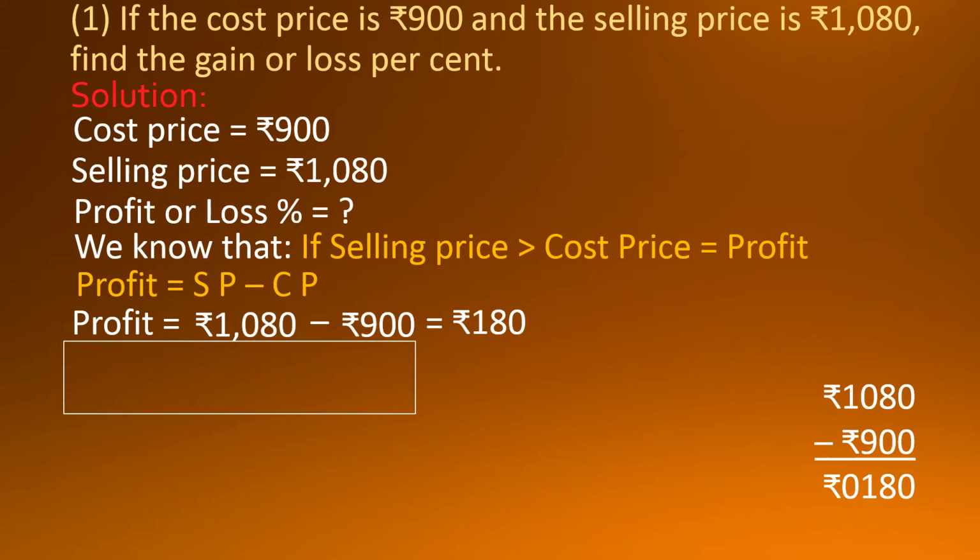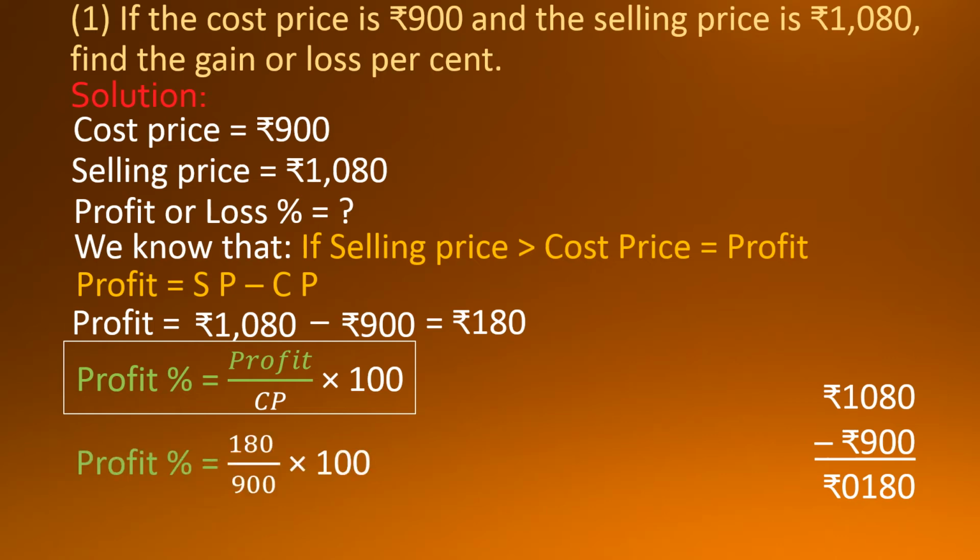Now we find the profit percentage, and we know that profit percentage is equal to profit upon CP multiplied by 100. Now put the value. See, profit is equal to rupees 180 and cost price is equal to rupees 900. So write down 180 upon 900 multiply by 100. Now simplify. See, 9 and 180 both are divisible by the same digit 9. So divide. 9 ones are 9 and 9 twenties are 180. Now it cannot be further divisible. So do the multiplication. We get 20%. So profit percentage is equal to 20%.